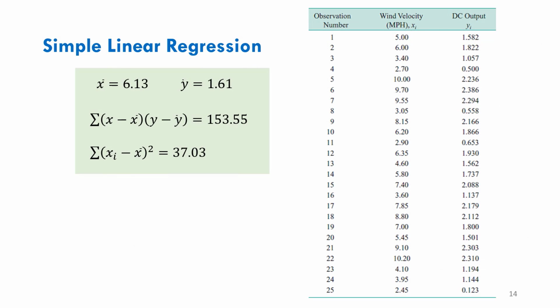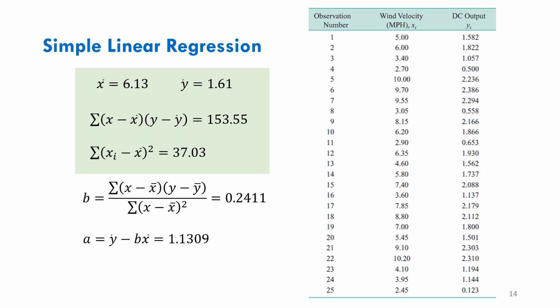So these are the important values which we got by performing the analysis on wind velocity as our regressor to find the response equation of DC output from a windmill. So we divide the sum of product and sum of squares to find the slope, which is found to be 0.2411. And then we find the intercept by subtracting y bar minus b times x bar, which is found to be 1.1309.